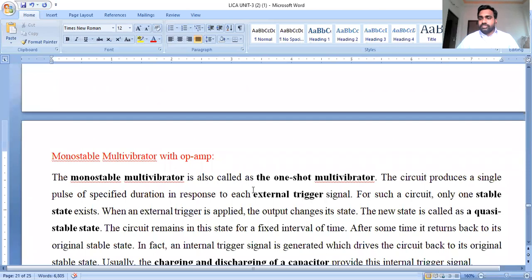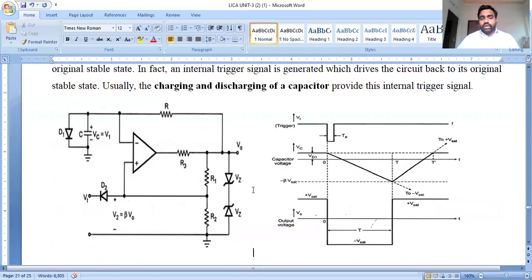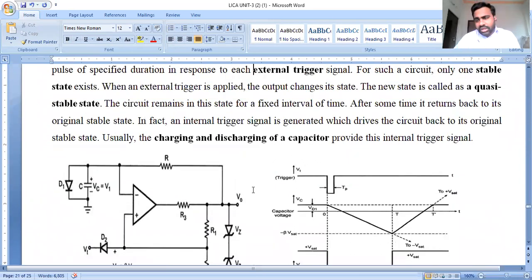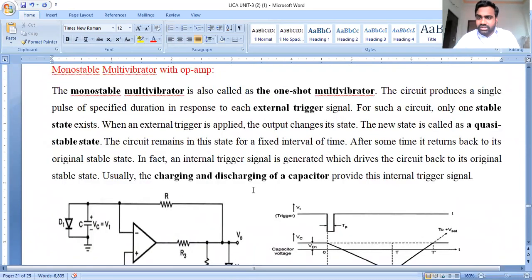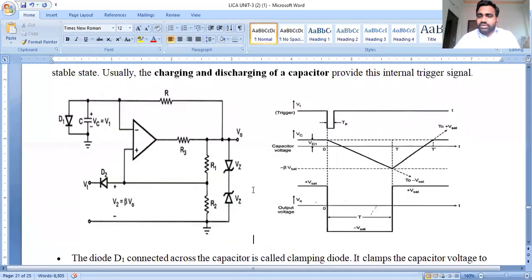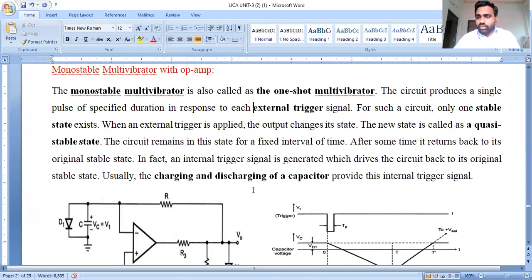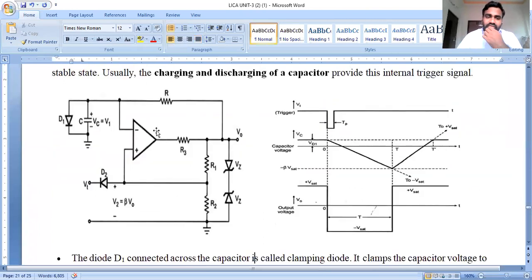So what is the main analysis point of view with the monostable multivibrator? Here also we involve an inverting type comparator, and it is also a square wave generator. But here we use an external trigger mechanism to operate the entire monostable multivibrator in the stable mode and the quasi stable mode. The external trigger mechanism contains a pair of Zener diodes, a rectifier diode, and a clamping diode connected with respect to the capacitor.